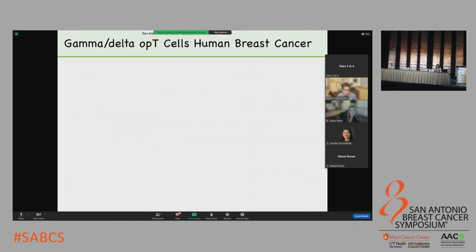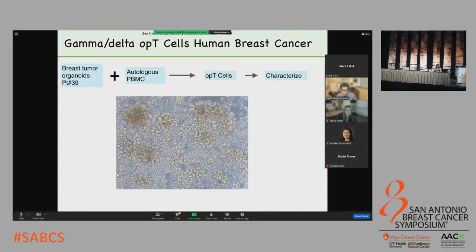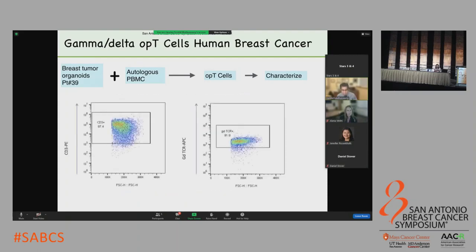It's a collaboration with Alana Welm's group, where we generate organoids from the existing PDX tumors and also use archived PBMCs of the same patient that gave rise to that PDX tumor. And we have now generated populations of T cells that can be co-cultured with organoids, and then we can characterize them. We did this for one of the patients, patient 39. We are able to generate a population of gamma delta TCR expressing OPT cells from this patient 39.